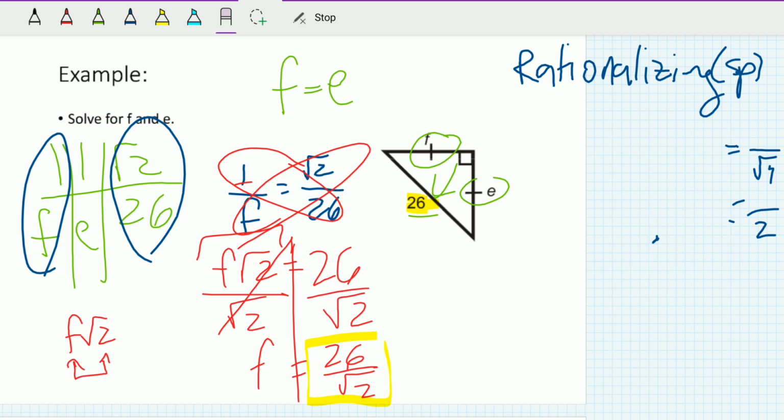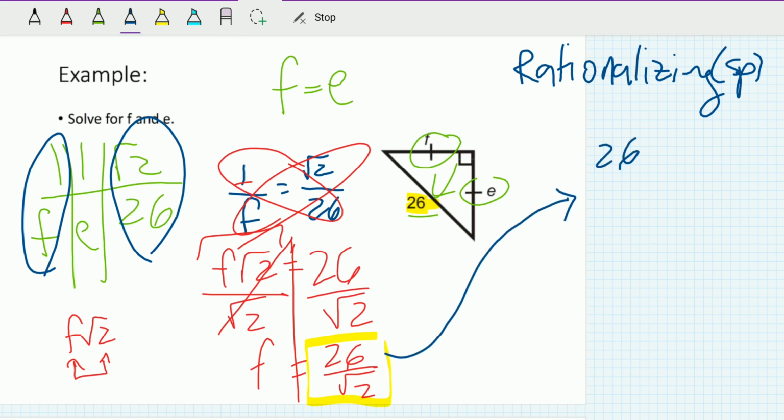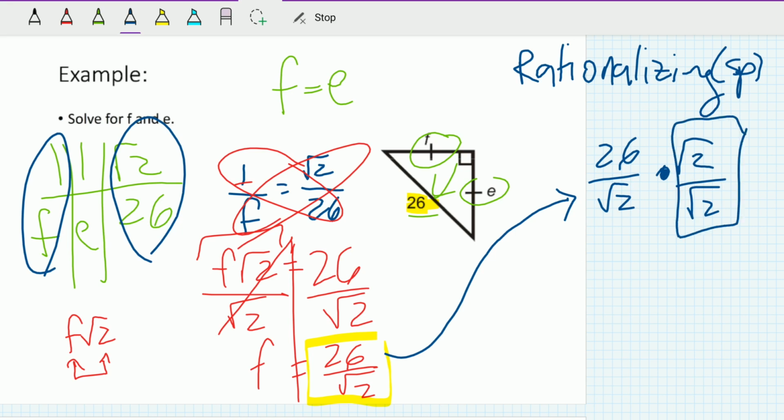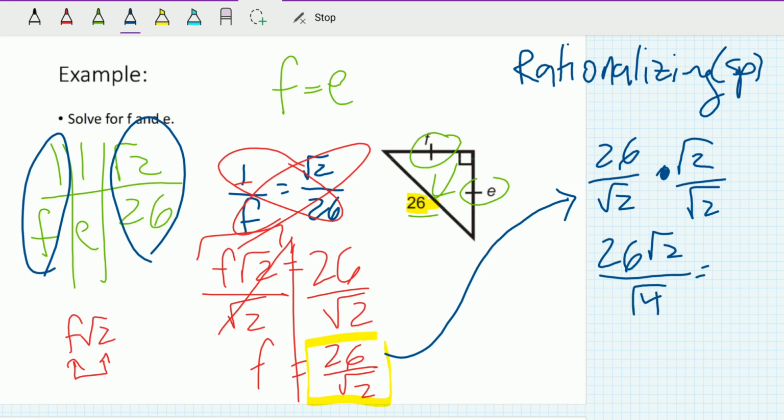So let me go ahead and clear up some space here. I'm going to rationalize this fraction here: 26 over square root 2. Since the square root 2 is in the denominator, I'm going to multiply by square root 2 over square root 2. If you notice, this fraction is technically equal to 1, so you're really just multiplying by 1. And so we end up getting 26 square root 2 over square root 4. And then we know square root 4 is equal to 2. So it would be 26 square root 2 over 2.